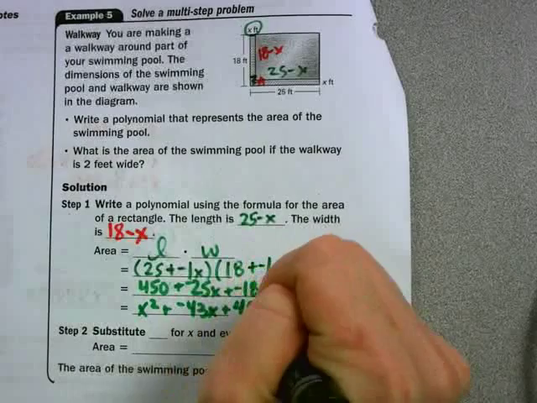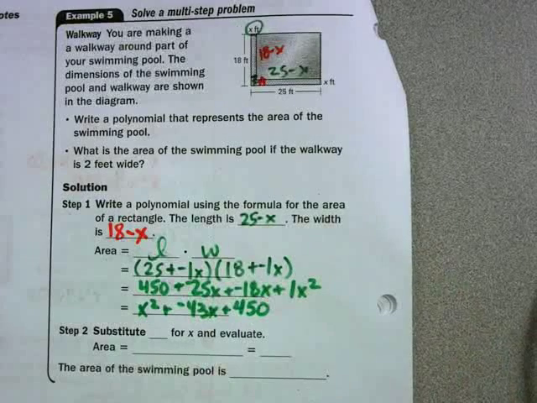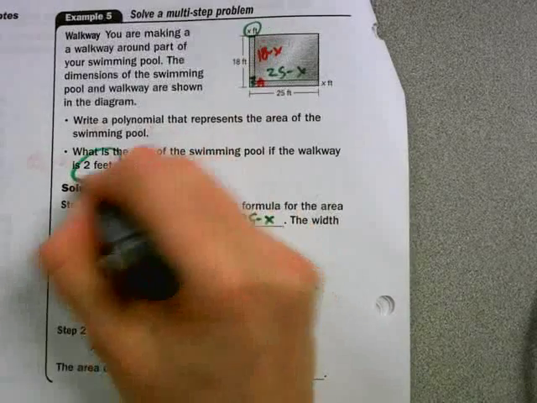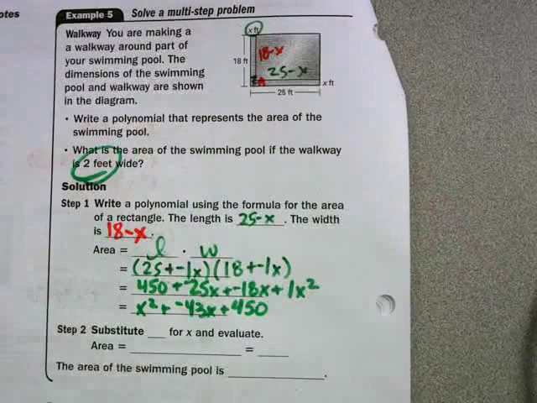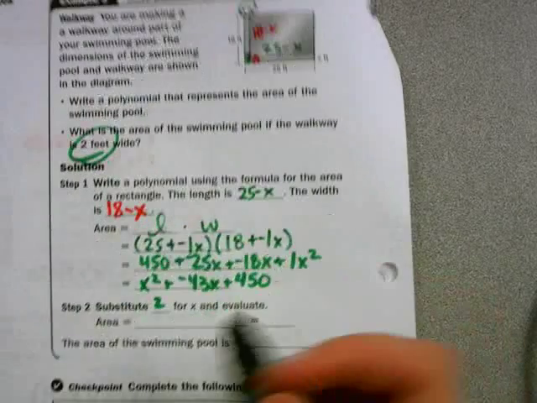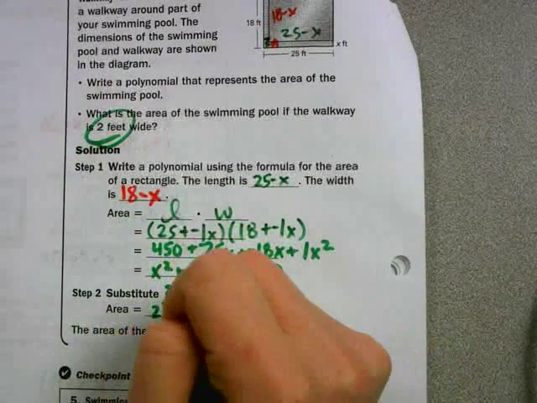Now, if they tell us that the walkway is 2 feet wide, where does the x go? Where does the 2 go? I just said the answer. It goes in for x. So we're going to do 2 squared plus negative 43 times 2 plus 450.